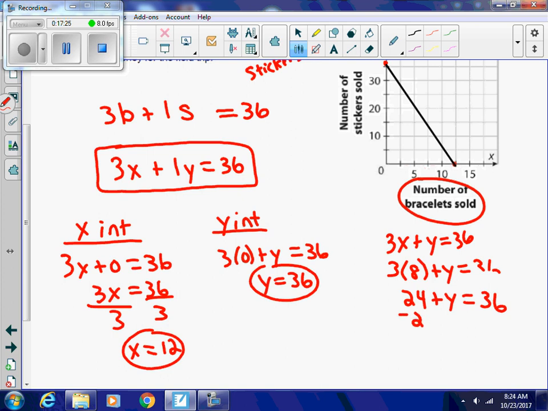Okay, and subtract 24 from both sides, and we're going to get 12. That's stickers. We want to use units. She'd have to sell 12 stickers in order to meet her goal if she sold 8 bracelets.